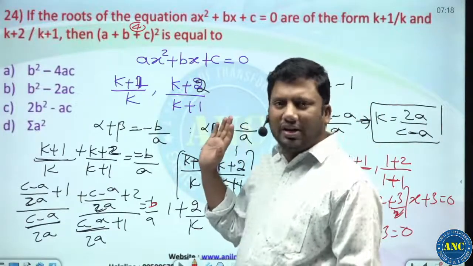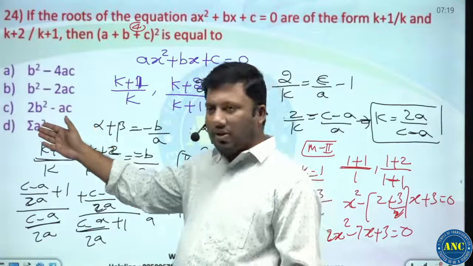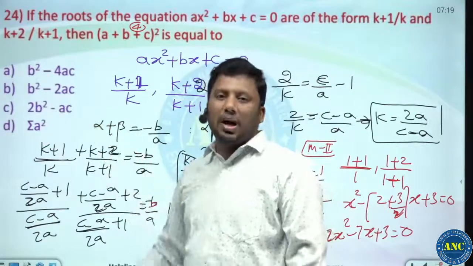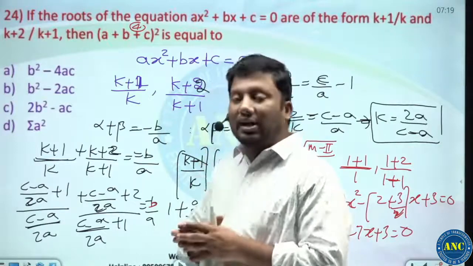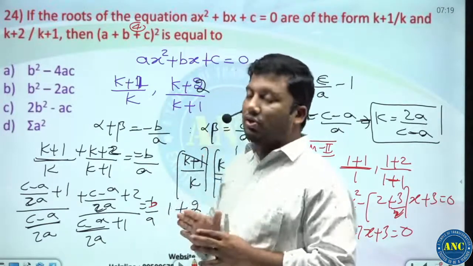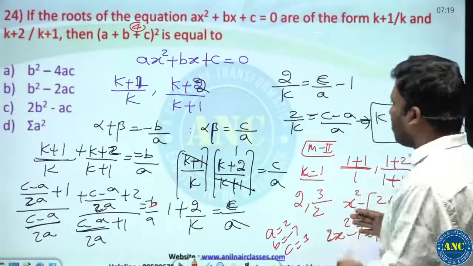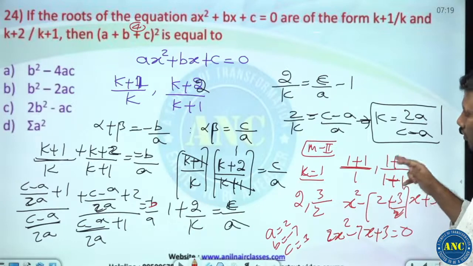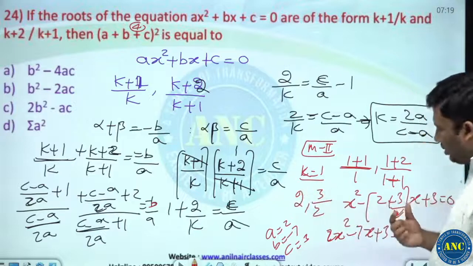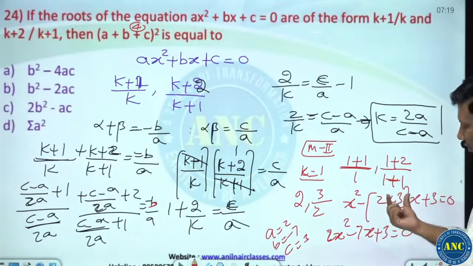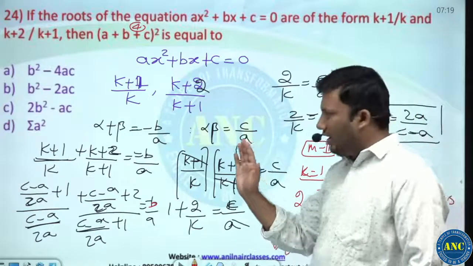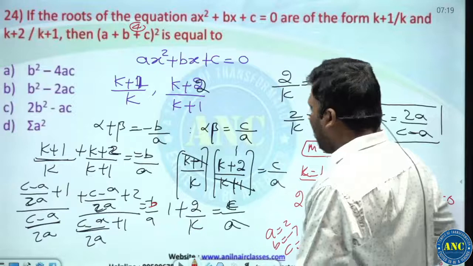I hope the idea is clear, right? a square plus b square plus c square, 2b square minus ac. If anything is satisfying, that happens to be the answer. If the question contains variables and the answer also contains variables, you can substitute a value. So k value I substituted as 1: 1 plus 1 by 1 is 2, another is 3 by 2. x square minus (alpha plus beta) into x plus alpha beta equivalent to 0. Very, very easy question, or you can go by the generic method.